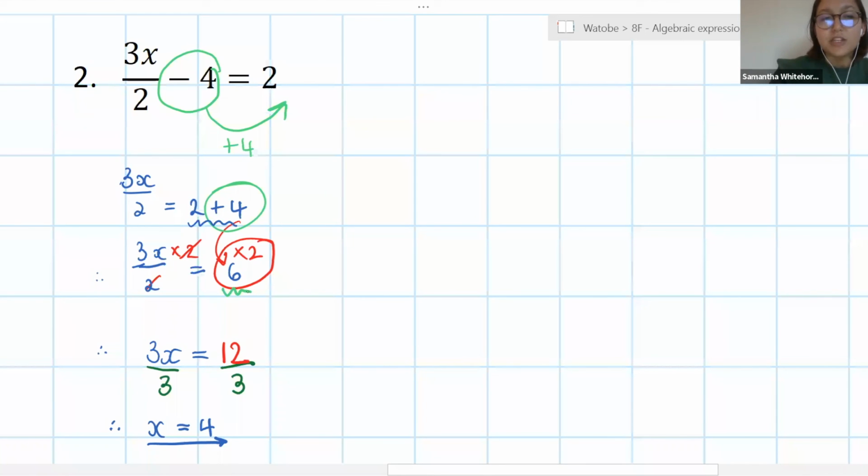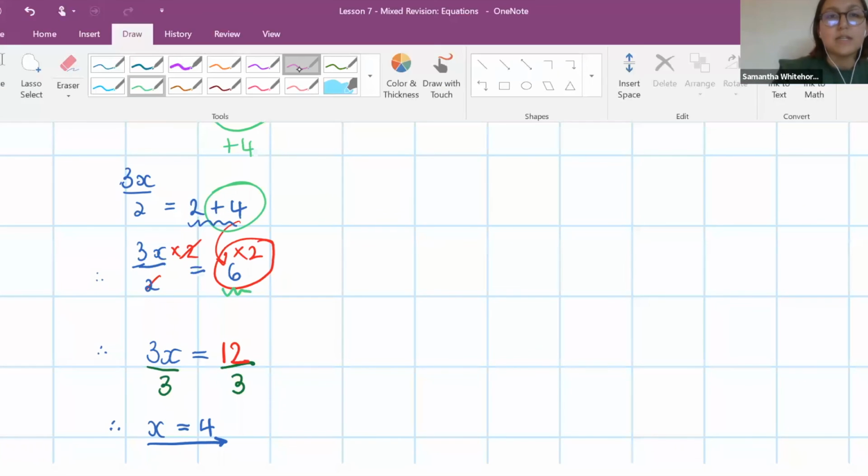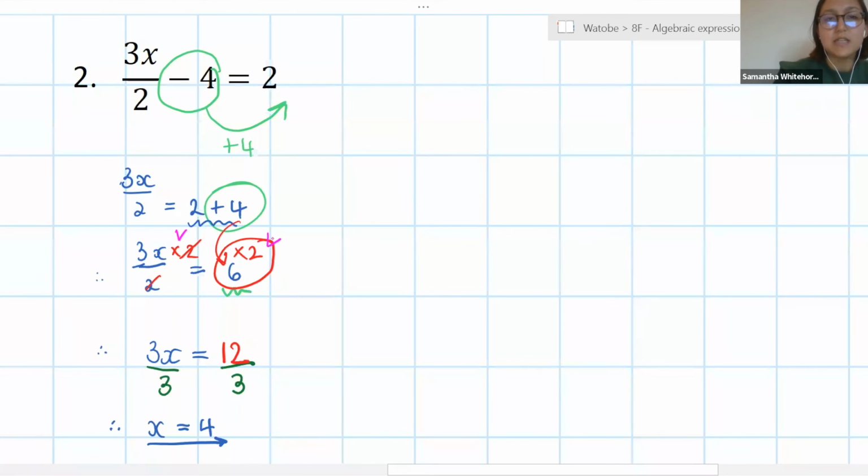Now I've got the fraction that I want to deal with. For me to get rid of the fraction, I have to times both sides by 2, which is what I did in the red here. I times both sides by 2. So the denominator cancels away, as we said. And then we've got 6 times 2 on the right-hand side, which gives me 12.